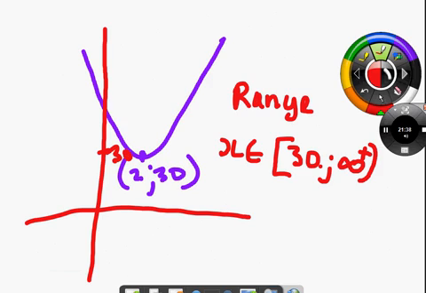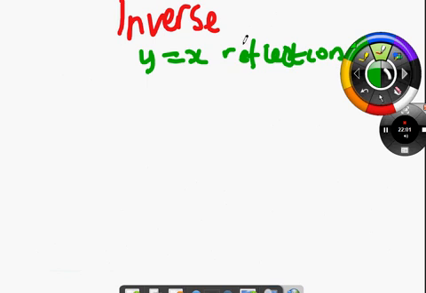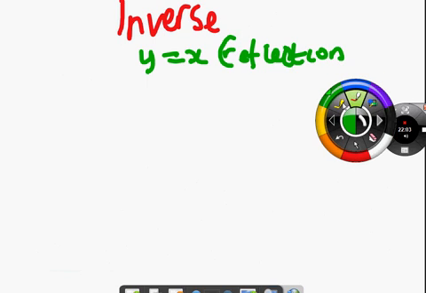So now let's look at the next one. It's going to be the inverse. The inverse is also another one which we need to remember. Remember, the inverse is also a reflection on y is equal to x. Remember, it's a reflection. So it's a reflection on y is equal to x.